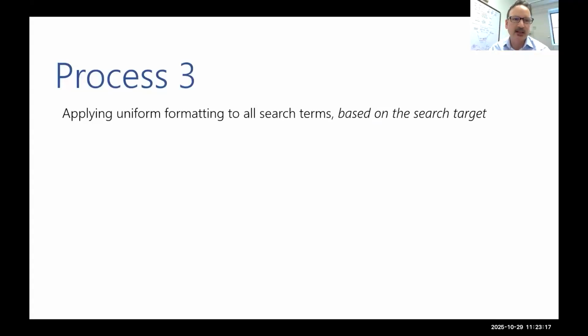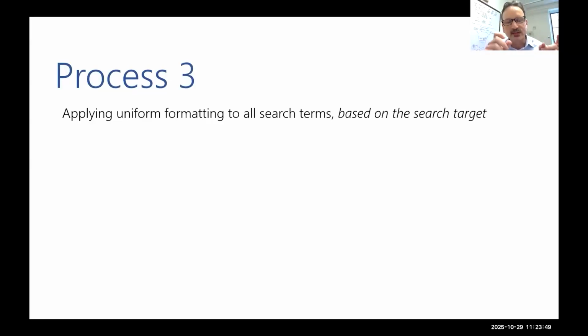Okay, process 3 is uniformly formatting all of the search terms based on the search target. That's already done for our MeSH terms. If we recall, MeSH terms, when we use the PubMed search builder, have quotes around them and have a bracketed field tag. I haven't mentioned that, forgive me, but that is the instruction of how PubMed should search that term.